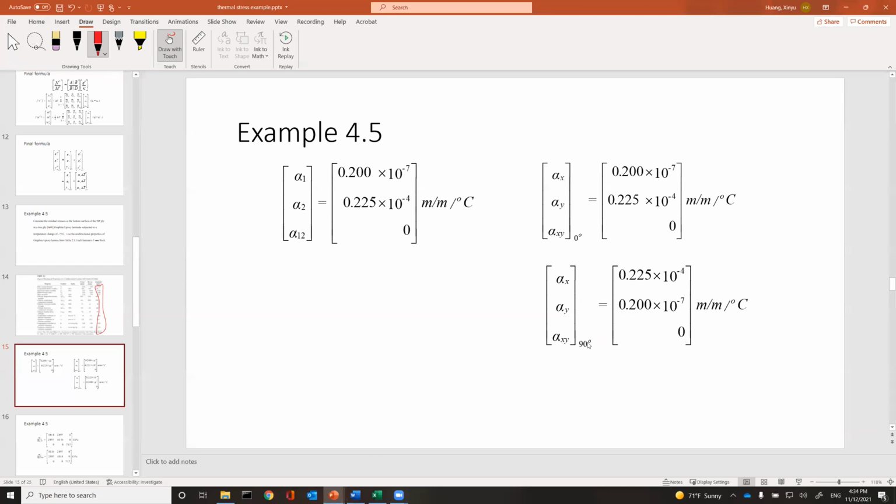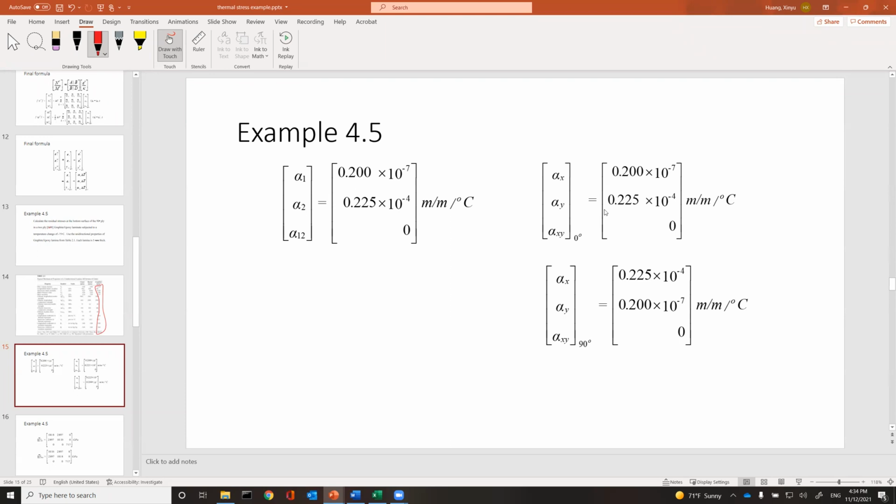And this is for the 90-degree plies, not for the 0 degree. For the 90-degree plies, these two numbers are reversed: 0.225 is alpha x, 0.2 is alpha y. For 0 degree, it is 0.2, 0.225. For the 90 degree, the other way.